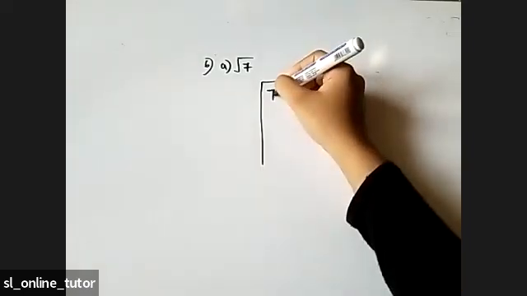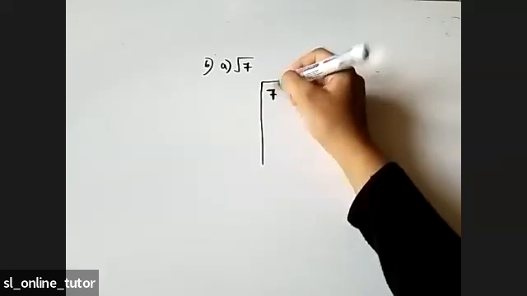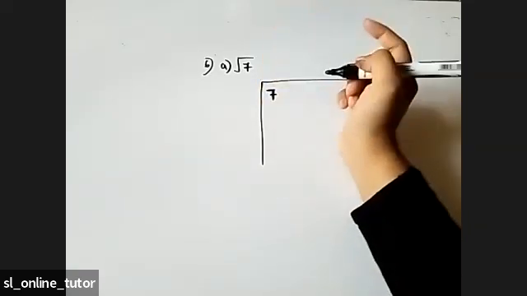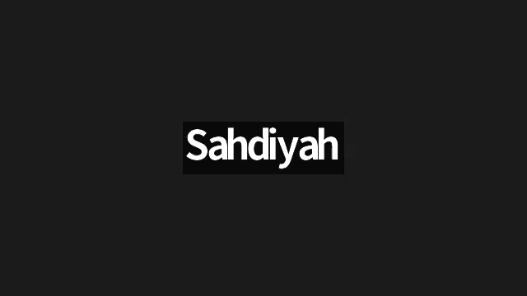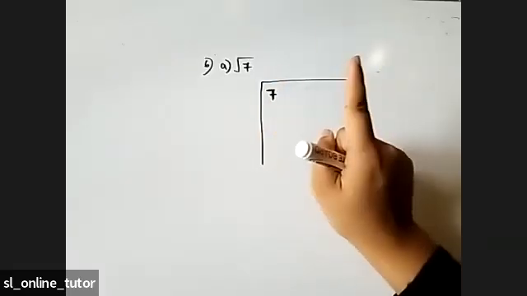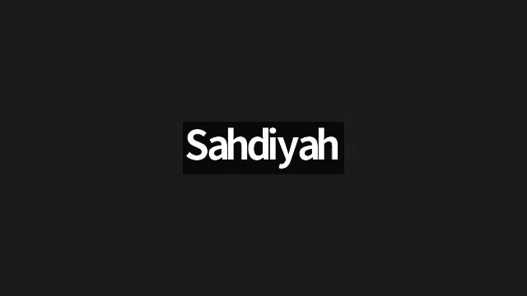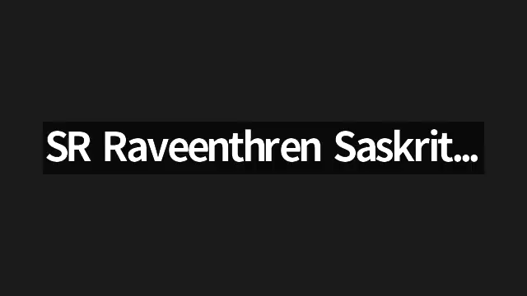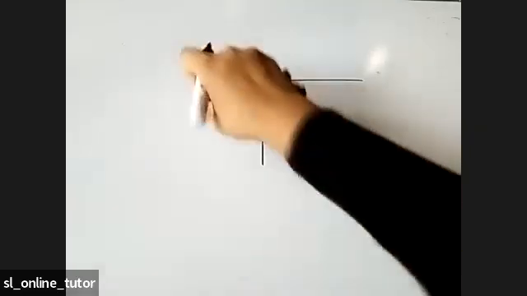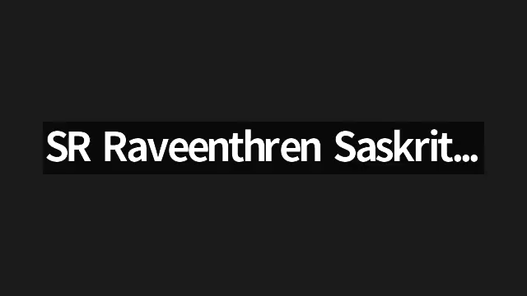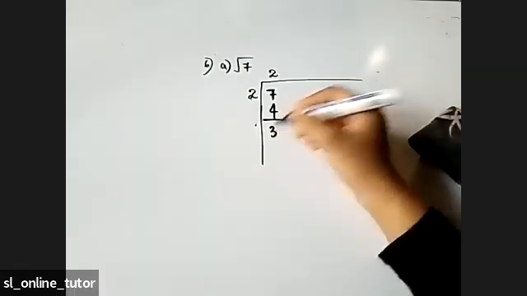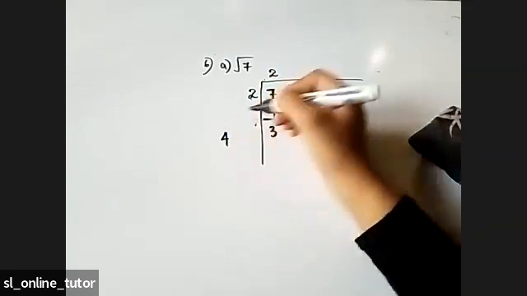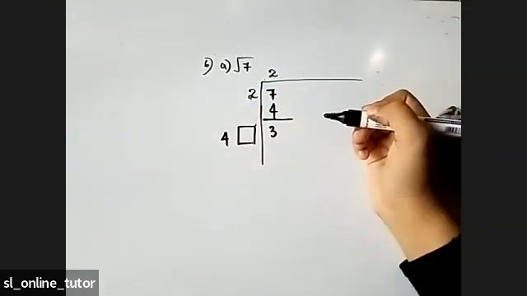Now tell me how to do this. What is the perfect square closer to 7? The perfect square number closer to 7 is 4. What is the square root of 4? 2. That one only we are writing here. After writing it here, we write it on the top also. 2 into 2, 4. Put a box here. Then subtract 7 minus 4. That is 3. Now what should we do?